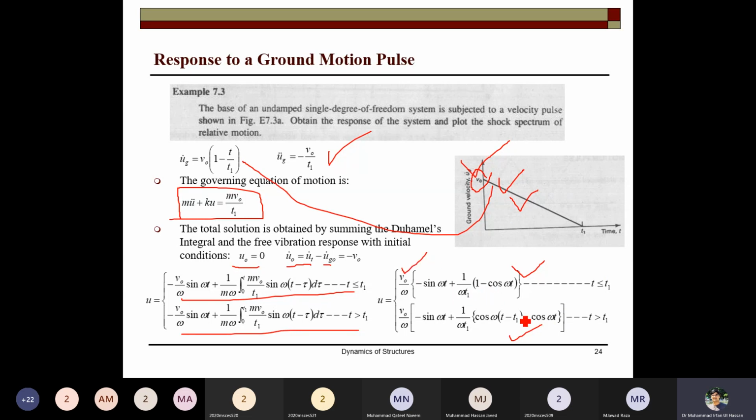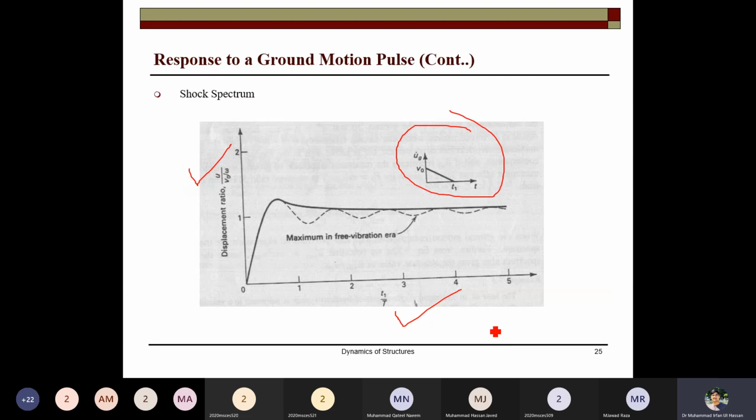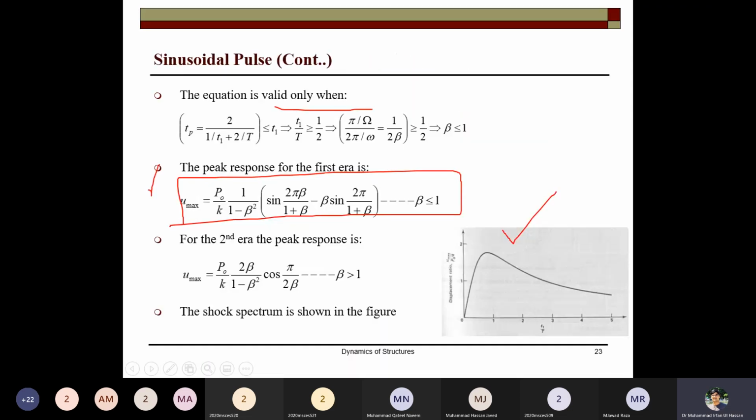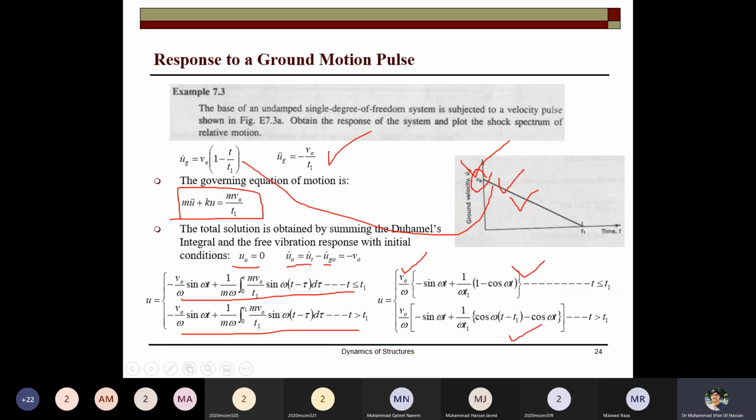Omega is for the system, t1 आपको पता हो और v naught पता हो, so you can compute the response of the system for the velocity, and this is the response to the ground motion. This is the response of the system when a certain velocity is applied to the structure. ग्राउंड मोशन से इसको सिमुलेट कर दिया गया ना. So in today's lecture what we discussed about the velocity response when the velocity is applied.